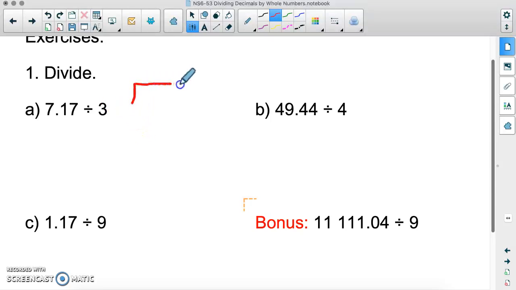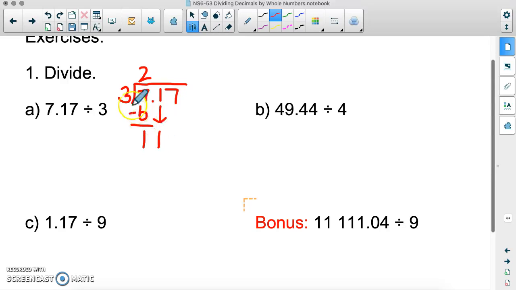So we're going to start by drawing our algorithm. So we have 7.17 divided by 3. We're going to divide this just pretending this decimal is not here. So let's start by saying, how many times can 3 go into 7? 3 can go into 7 2 times. 2 times 3 is 6. Now I can subtract. 7 minus 6 is 1. I can now bring down this one.